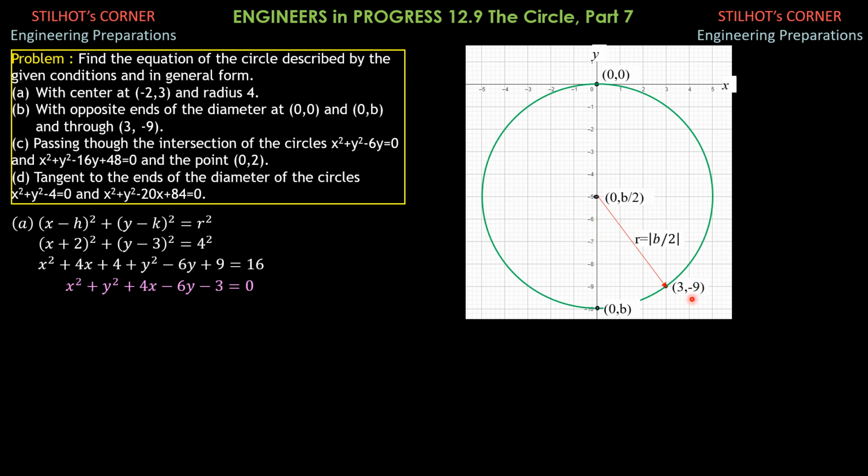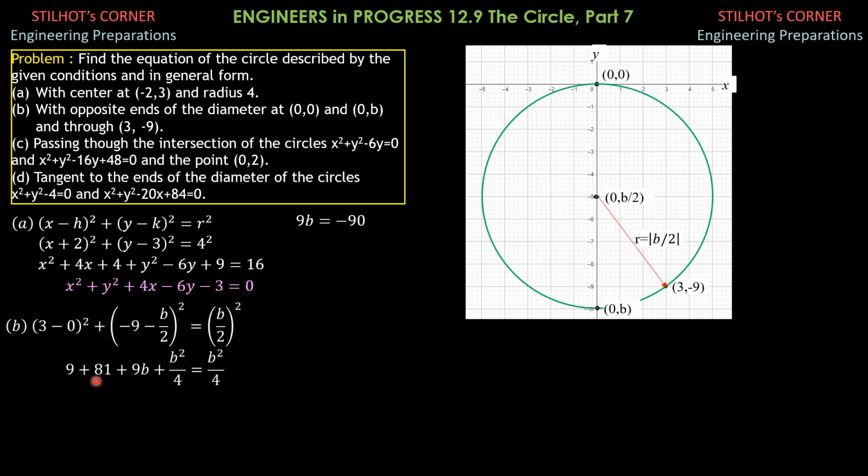So from the figure, quantity 3 minus 0 square plus quantity -9 minus b over 2 square equals radius b over 2 quantity square. Expanding, this is 9 plus 81 plus 9b plus b square over 4 equals b square over 4. So we can cancel b square over 4. So we have 9b equals -90. Therefore, b is -10. So if b is -10, the center therefore is at 0, -10 over 2, which is 0, -5, and the radius is 5, the absolute value of -5.